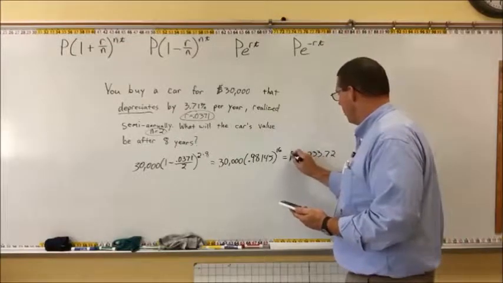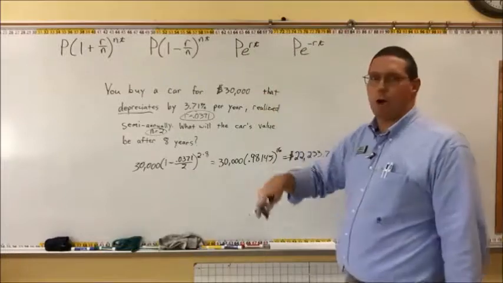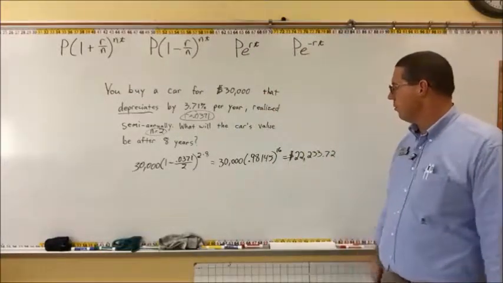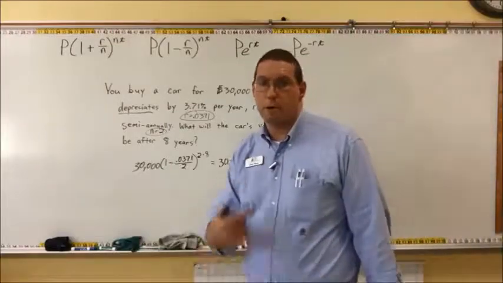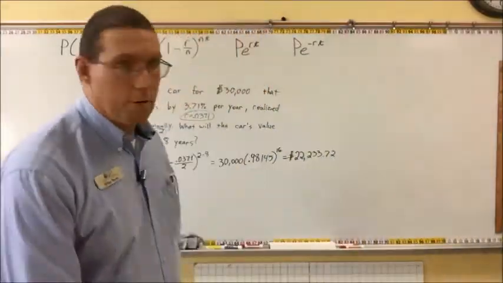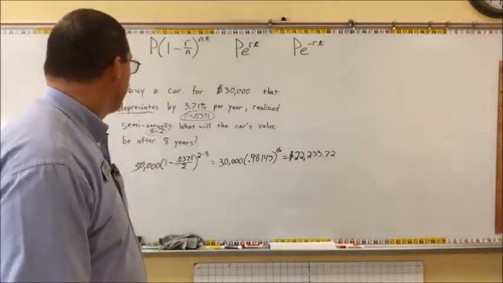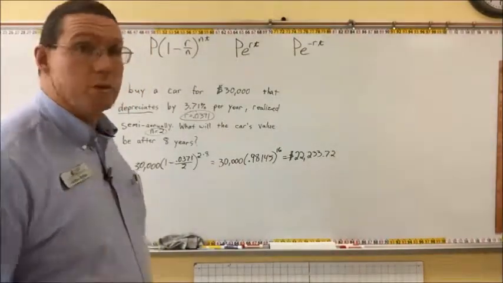22,233.72. So that car 8 years ago when you bought it was worth $30,000. Now 8 years later, it's only worth $22,233. Still, that's pretty good. That must be a Honda or a Toyota or something. They keep their value for a long time. All right, so there we go. There's that situation. Let's do another one.